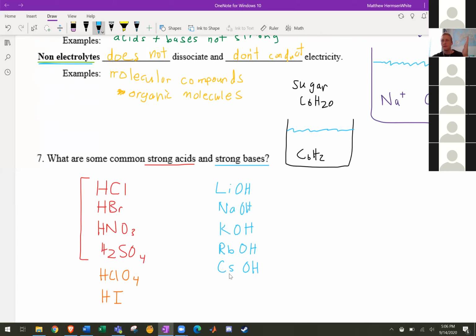So these are the metals from the first column on the periodic table. And then some other ones are from the second column, which would be calcium hydroxide. And since calcium has a 2+, there are 2 hydroxides. Strontium hydroxide and barium hydroxide.